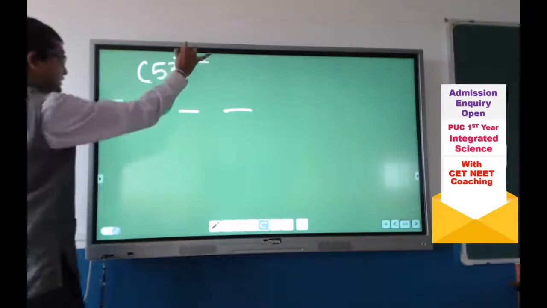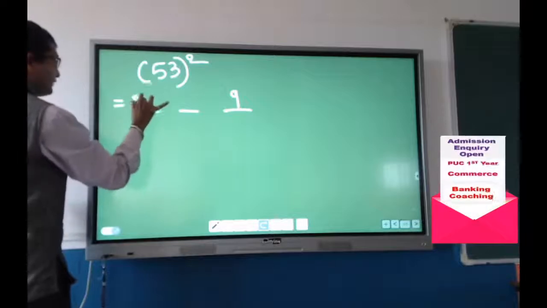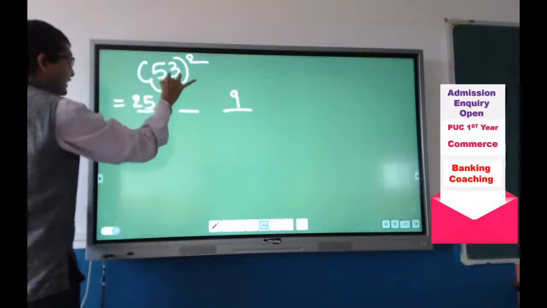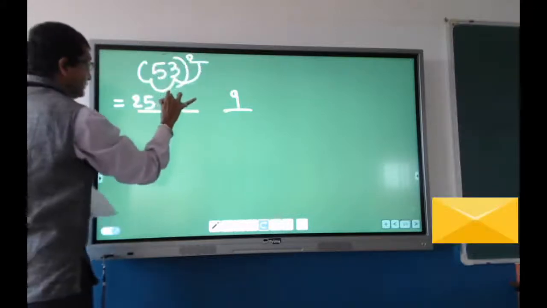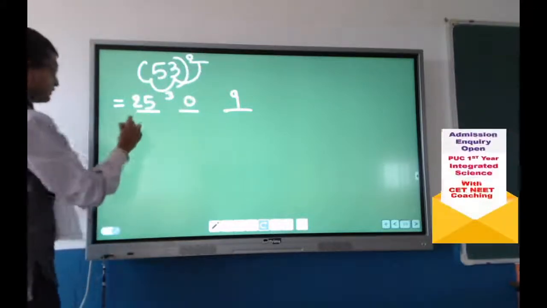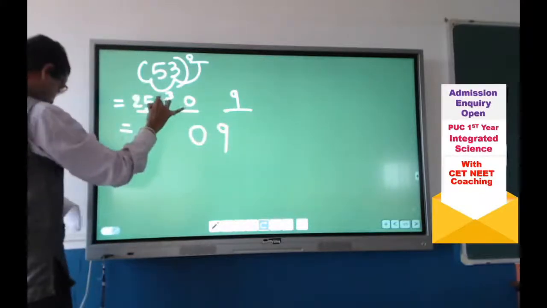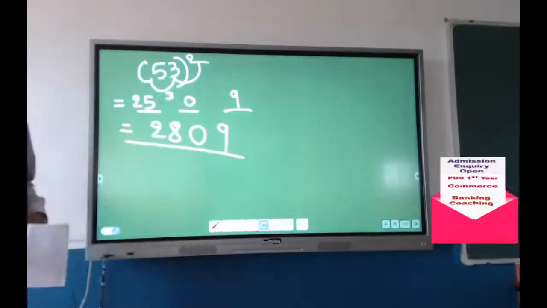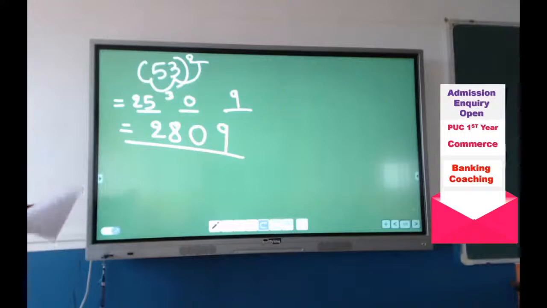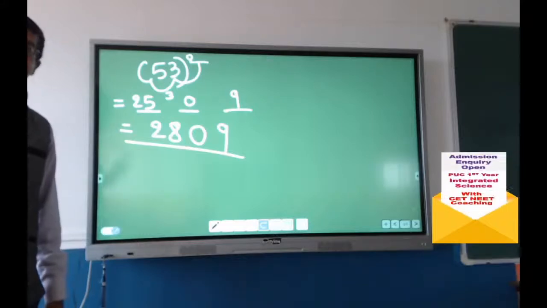So 3 square is 9. 5 square is 25. 3 into 5 is 15, 15 twos are 30. So 3 0 I write it. So it is 9 0. 25 plus 3 is 28. So 53 square is 2809. 2809.